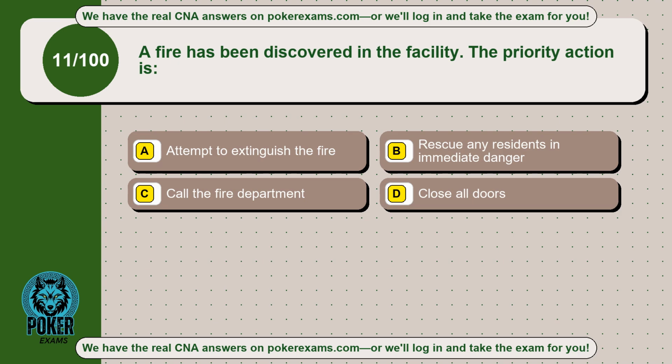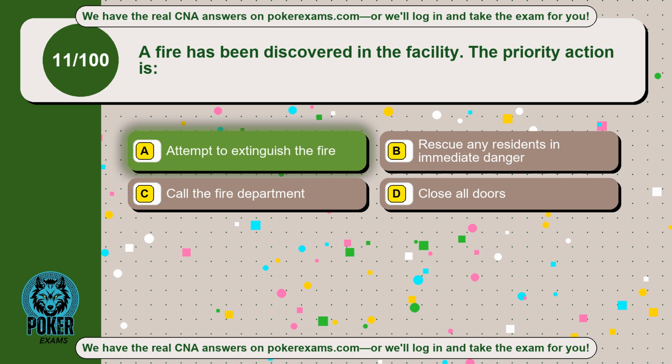Question 11. A fire has been discovered in the facility. The priority action is: Option A, attempt to extinguish the fire. Option B, rescue any residents in immediate danger. Option C, call the fire department. Option D, close all doors. The correct answer is option A, attempt to extinguish the fire.